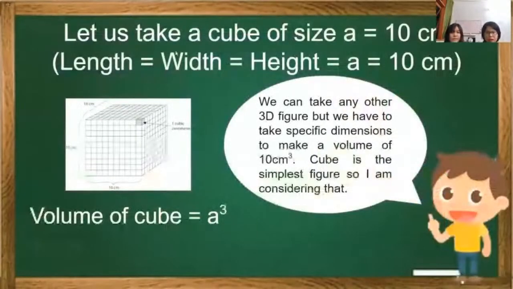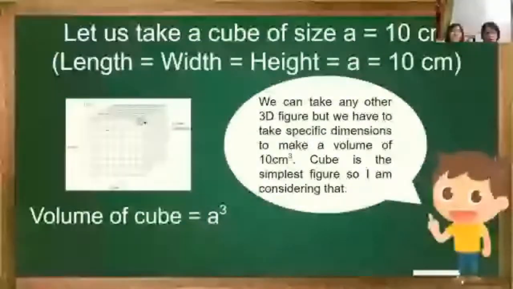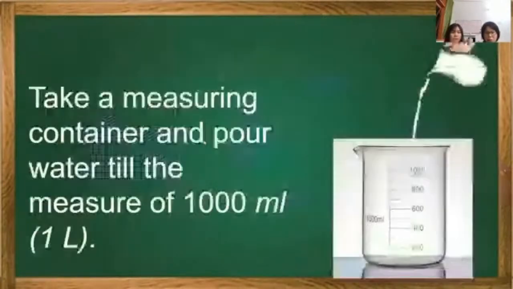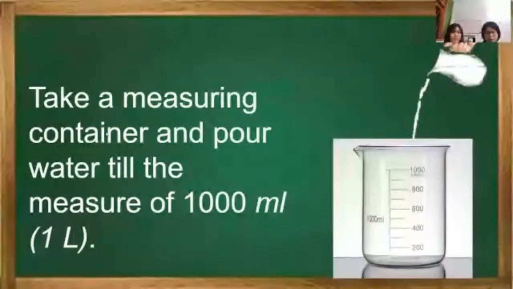So they will take a cube of size 10 cm. As we know, the sides of the cube are the same. So the length, width, and height of this cube is 10 centimeter. Then we can determine the volume of this cube, which is 1000 centimeter cube. Okay, after having the cube, they will now use a measuring container and pour water into the measuring container until the reading reads 1000 milliliter or 1 liter.